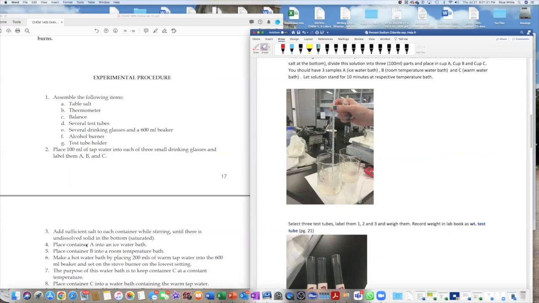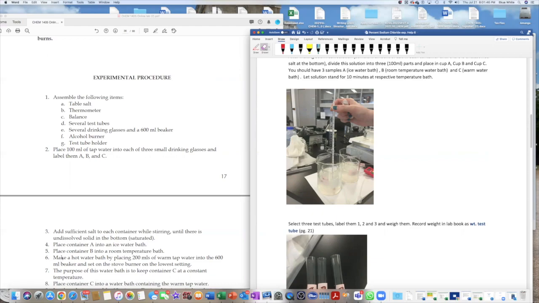And then place container B. So this is ice water. Place your container B, which is your glass. And it says here, what is it? Room temp. And so you have the solution here with your undissolved salt in the bottom. Place container C. I'm assuming this is going to be hot water, right?